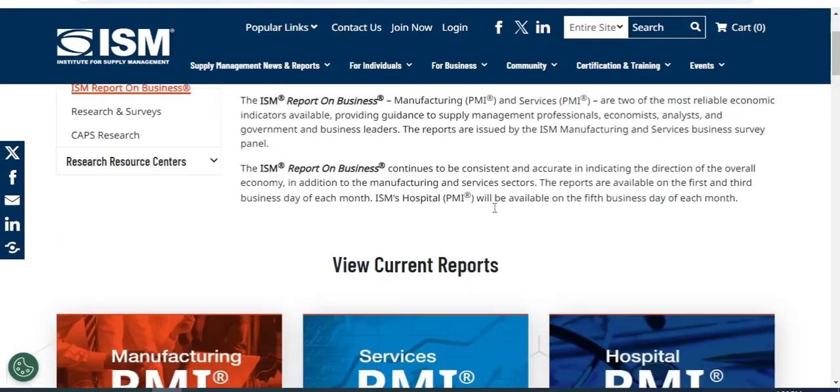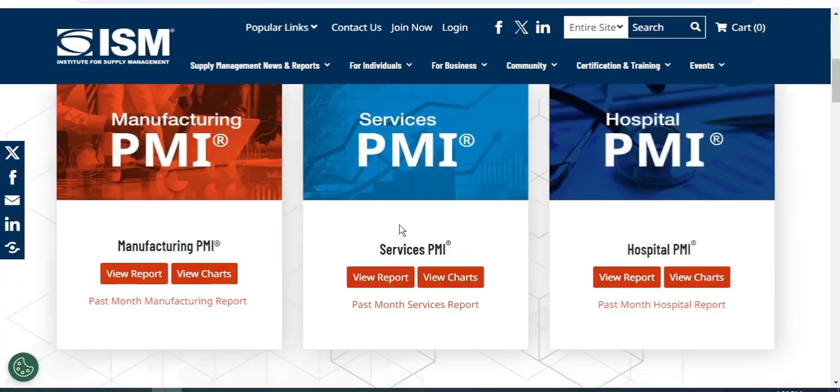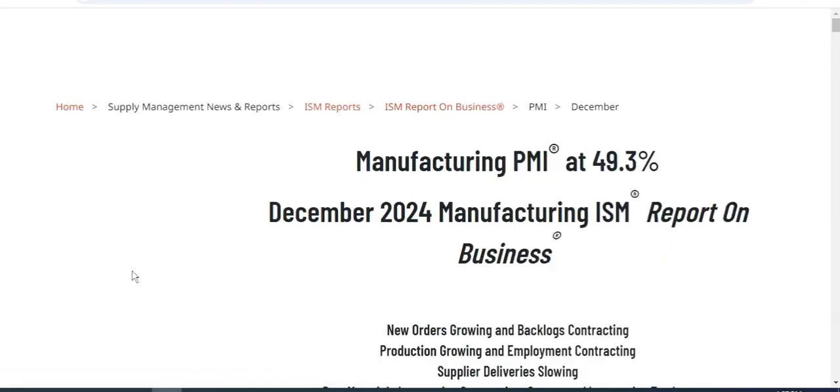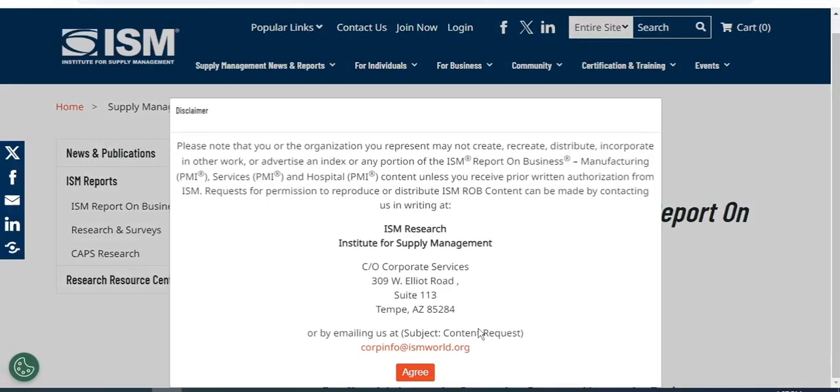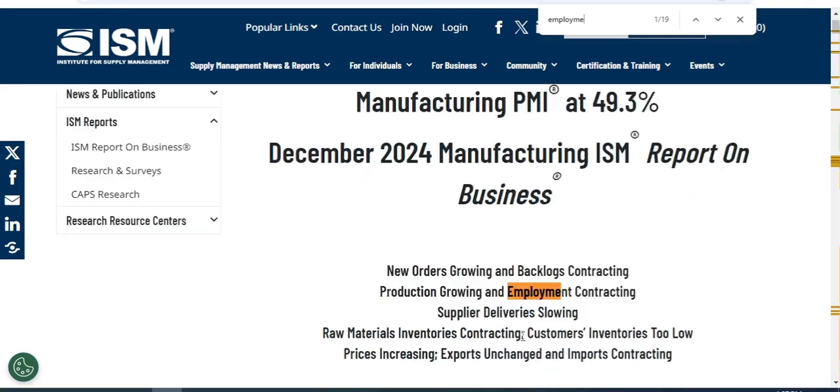So I clicked on ISM report on business, and these are the recently released important data, and we are going to look at the employment component of manufacturing PMI and services PMI. If you click on view report, you'll be able to see it. So I'll simply go down to the employment component. So you can see in the heading it shows employment contracting.